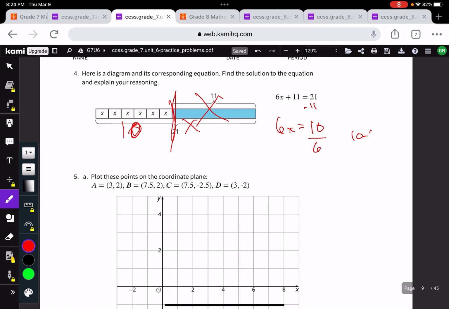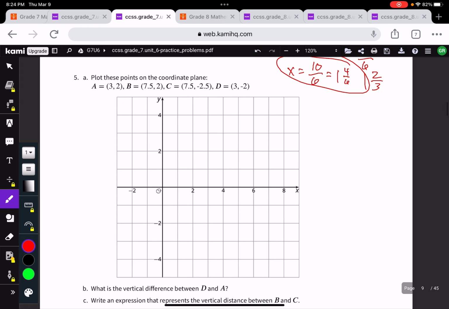You could say 10 divided by 6. And guess what? X equals 10/6, which is also equal to 1 and 4/6. Both of those are correct. And we could say that's 1 2/3 if we really wanted to. But it didn't even say to simplify. And we explained our reasoning.